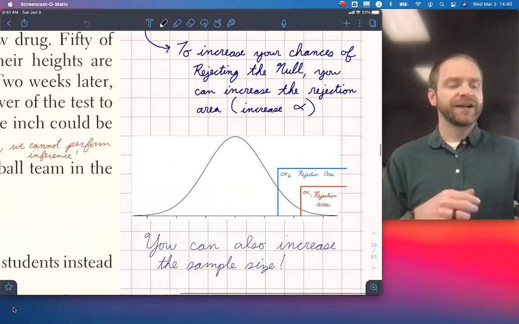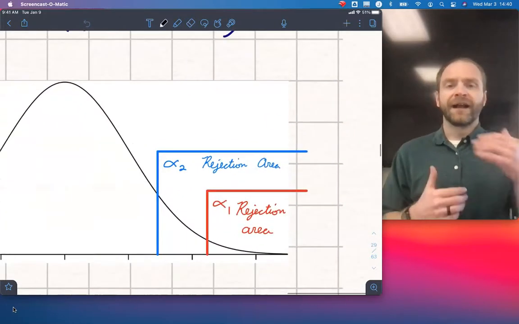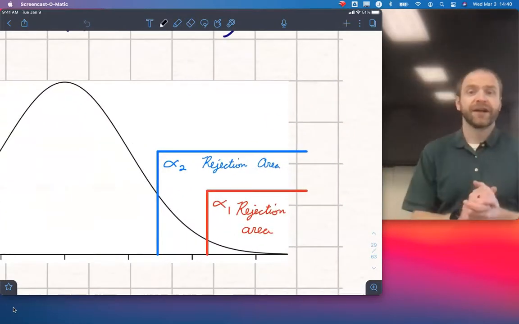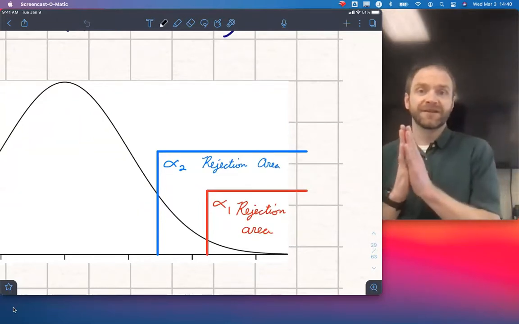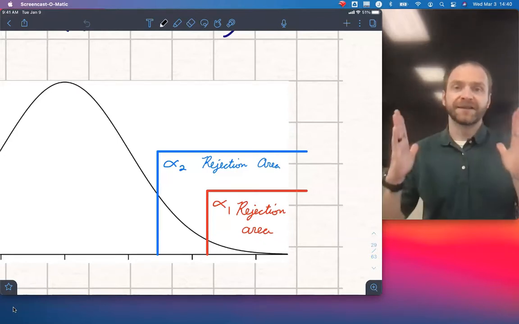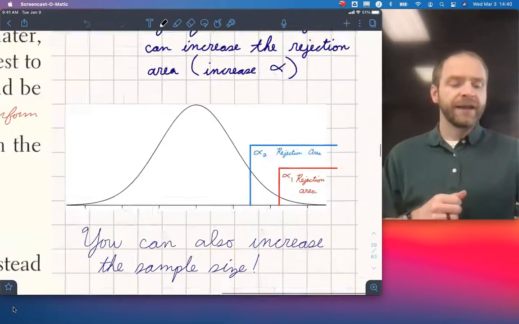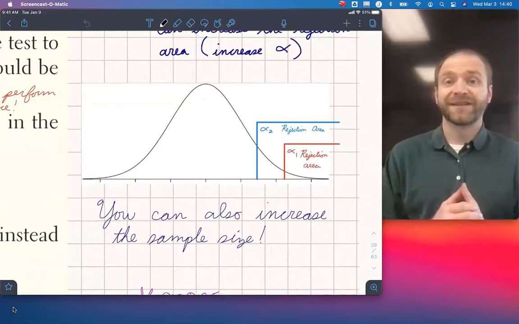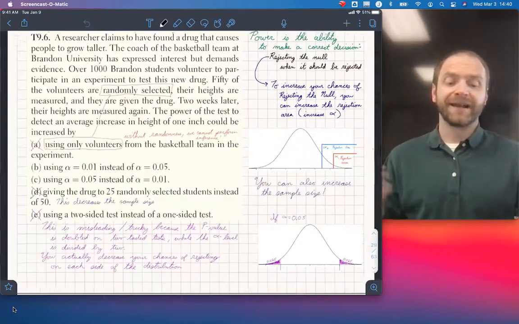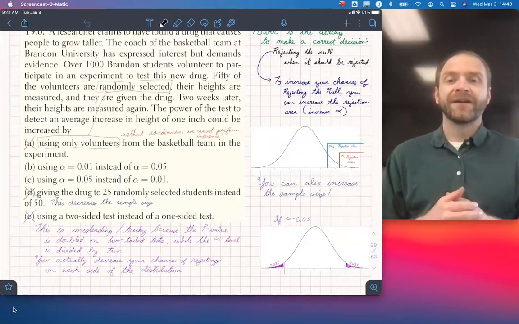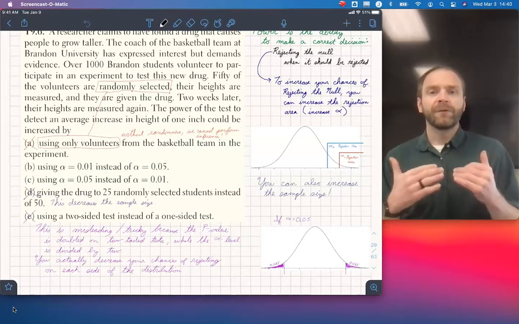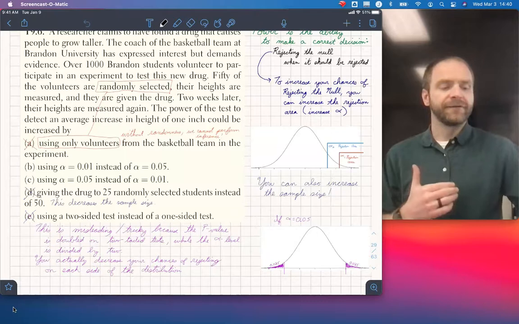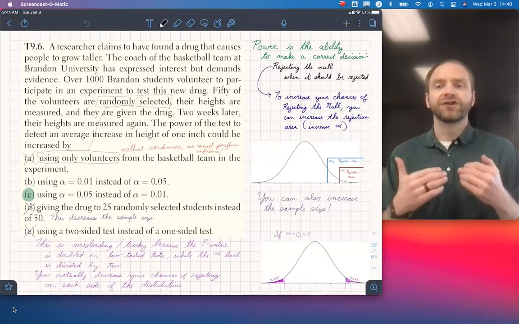And I can visualize it this way. If alpha sub 1 is the first rejection area and the blue one is the second rejection area, do you notice how there's more space to the right of the blue? Because I increase the amount of that rejection area. And I can also increase my sample size, which by the way means I can eliminate D as well. So if I want to increase my rejection area, I would want to use a larger alpha value, which means my answer should be C.